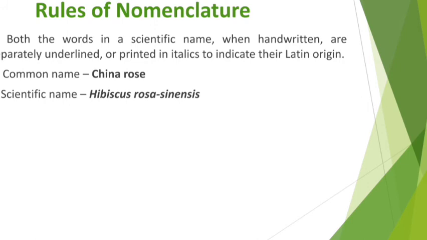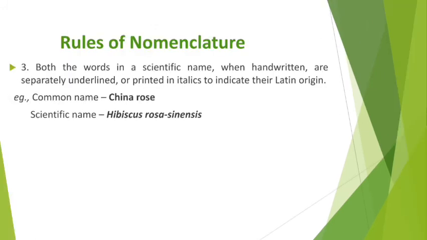So my dear student, I hope that you have understood. Both words in the scientific name, when handwritten, you have to underline separately, clear. Whenever it is printed, it is in italics. You may see that the scientific name here is in italics. So hibiscus is the genus for China rose, and rosa-sinensis is the specific name, the species name.